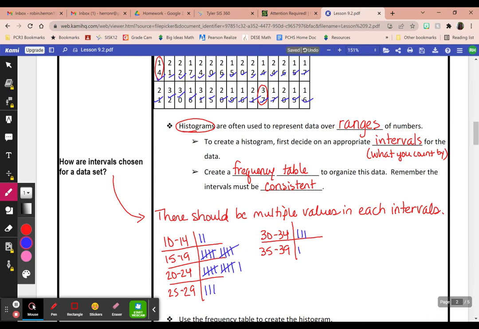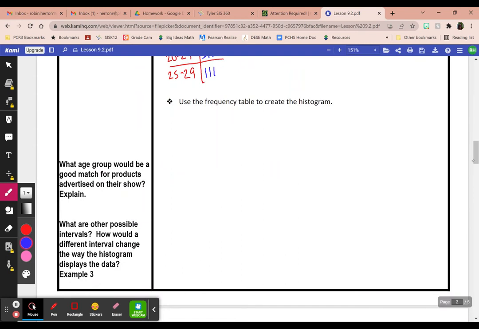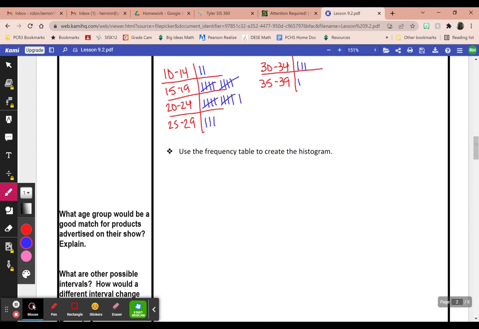Okay? All right, so once you have your frequency table, now we can go down and actually use it to help us create our histogram. A histogram is basically like a bar graph, but you have to make the frequency table first to be able to make the histogram, okay? So when we do a histogram, we're going to have our categories. These are all going to be our X values, so they're going to be down here.